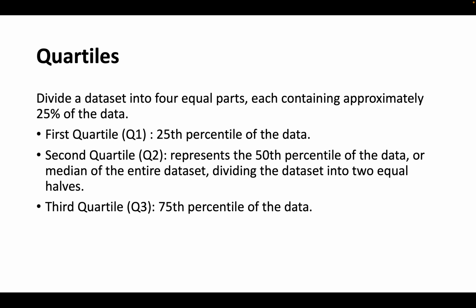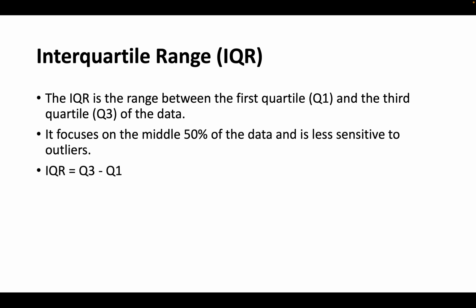The 3 quartiles include the first quartile or Q1, which contains the 25th percentile of the data, and the second quartile or Q2, which represents the 50th percentile of the data or the median of the entire data set, dividing the data set into 2 equal halves. And the third quartile or Q3 contains the 75th percentile of the data.